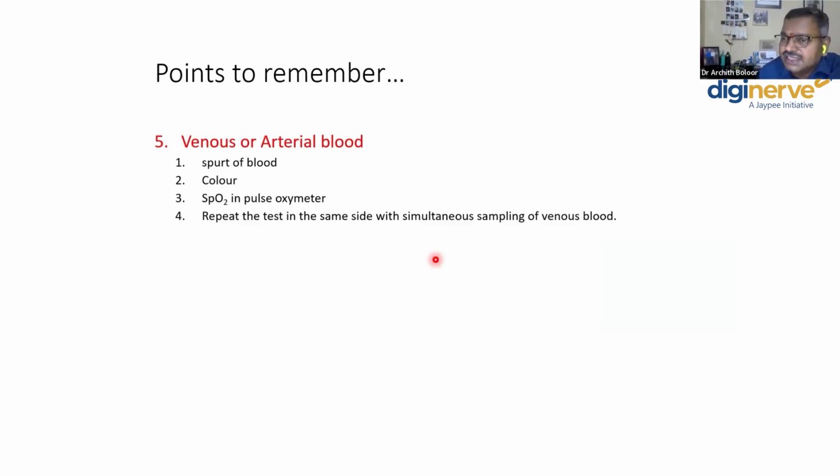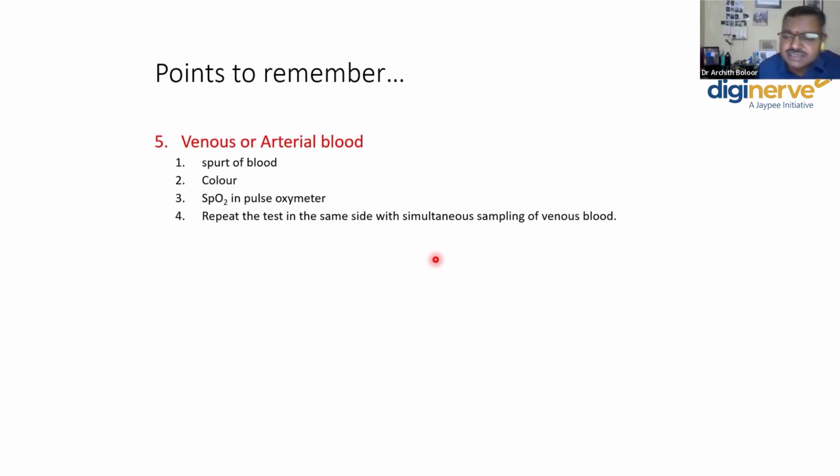The SpO2, you can check it in the pulse oximeter. If it is corresponding to the ABG, then it's arterial blood, otherwise no. Also, you can simultaneously take a venous blood parallelly and check whether the sample is adequate or not. So sometimes if you have a doubt, especially the femoral, radial it's okay. Femoral you can always sometimes puncture the vein there and you can get a sample. So you can confirm it.